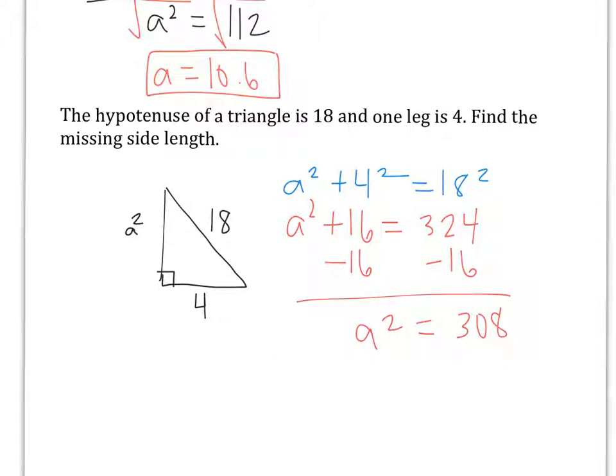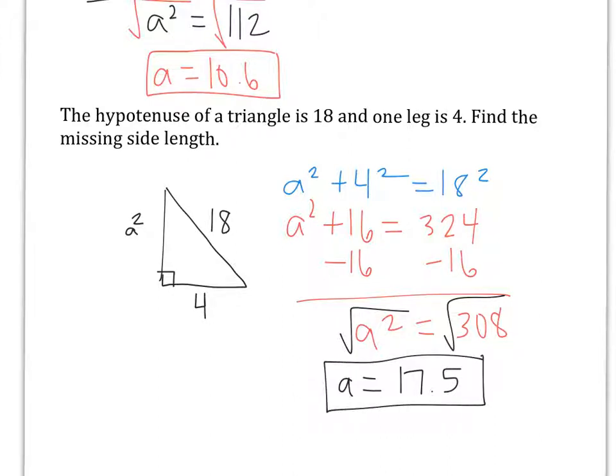And then I'll take the square root of both sides to undo something being squared. And the square root of 308 rounded to the nearest tenth will be 17.5. So that would be the missing side length here for this example.